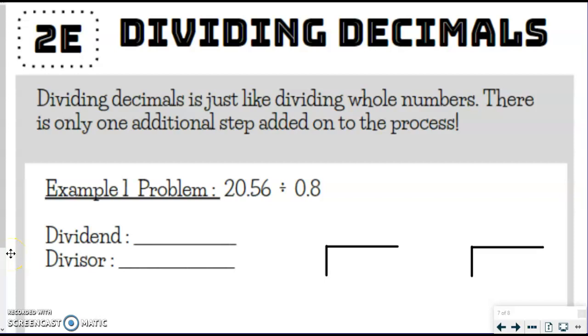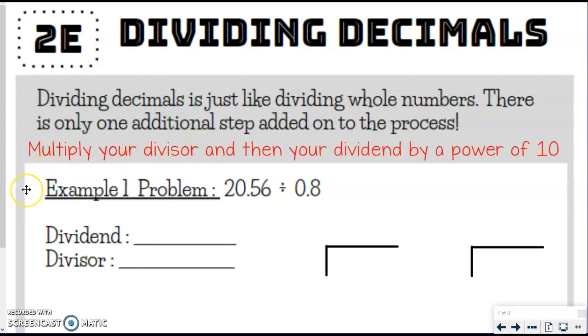All right, let's take a look at another aspect to dividing decimals in this level. So when we're dividing decimals, so far we have not had a decimal in our divisor. So when we do, we have to do one additional step, which would be to multiply your divisor and then your dividend by a power of 10. So when we say power of 10, that would be like multiplied by 10, multiplied by 100, multiplied by 1,000.